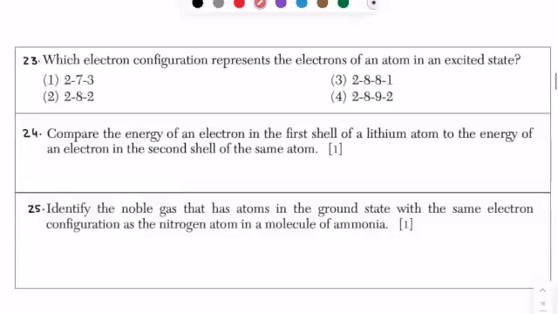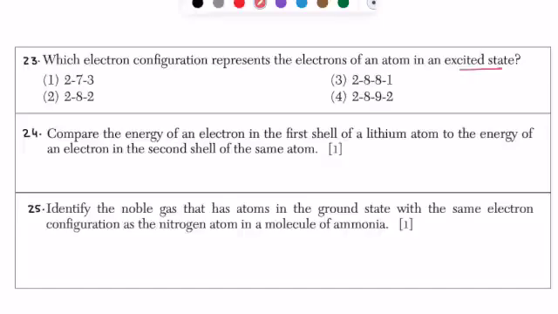Right, a few more questions. Which electron configuration represents the electrons of an atom in an excited state? Remember, excited state is a very temporary state. This is when you provide energy to an atom and the electrons get excited. They move to a higher energy level because now they have more energy. But it's very temporary because very quickly the electrons come back to their original state, which is called the ground state. And as they are coming back, they release some energy that they had absorbed initially.